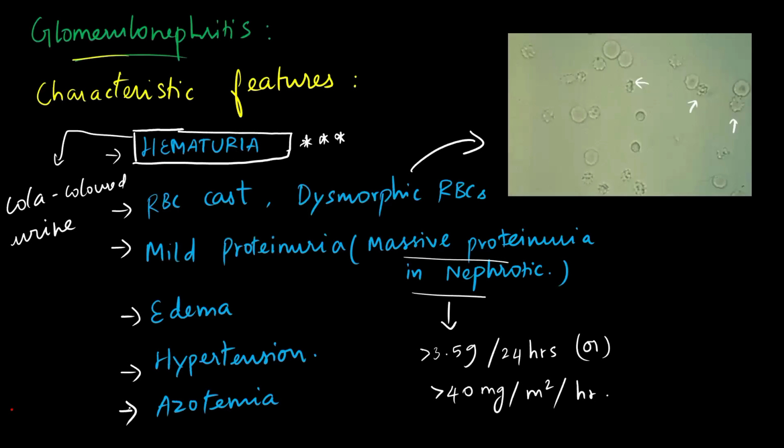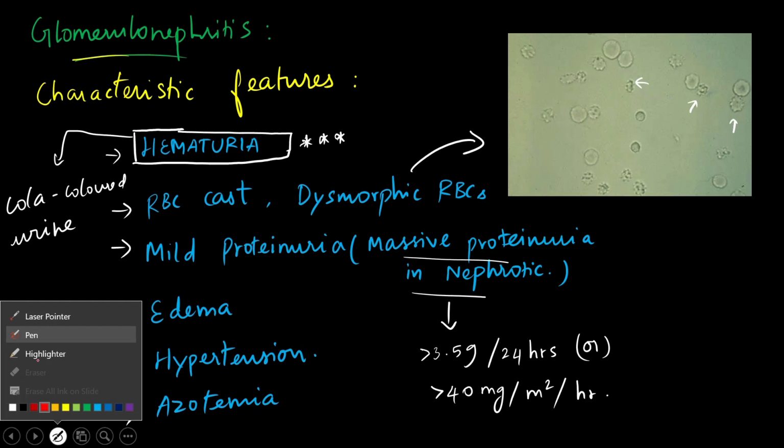And the story of post-streptococcal glomerulonephritis is very simple. And before starting that story, we will see about some characteristic features of glomerulonephritis. So when the glomerulus is affected in a kidney, it will lead to certain manifestations like hematuria, RBC cast and dysmorphic RBCs. So when there is hematuria, the patient will come with the complaint of cola colored urine, and hematuria is the hallmark feature of glomerulonephritis.